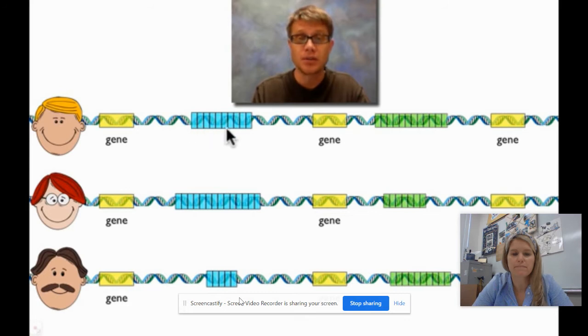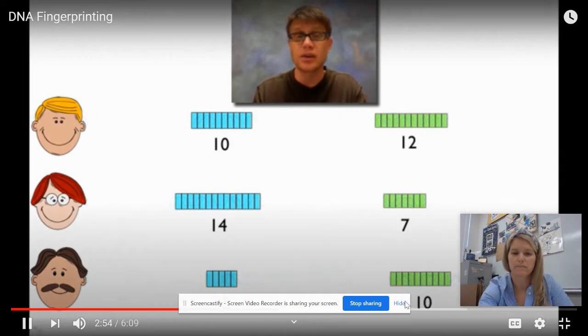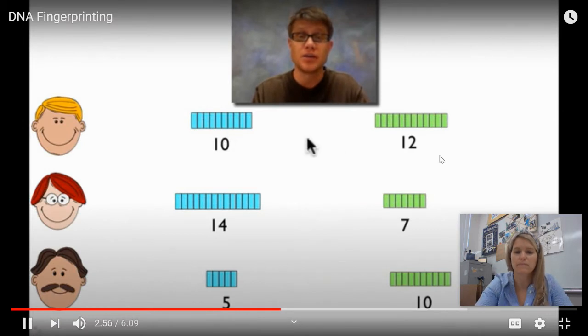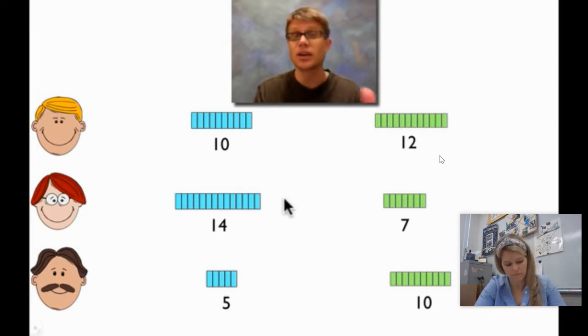You can see that Mr. Blonde has more than Mr. Mustache and less than Mrs. Red. If I make that a little bit easier to grasp onto, if I count them out and then remove everything else, what we get is variability between all individuals. Everything else was the same, but we see variability in here. And we can cut these sections out using restriction enzymes, and then we can amplify them using polymerase chain reaction, and then we can separate them using gel electrophoresis.